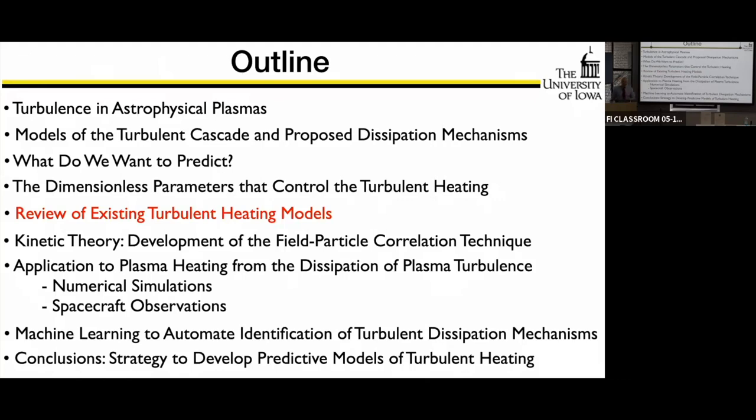But in a lot of cases, it's actually quite hard to compress a plasma, but it's really easy to shake a plasma and generate Alfvén waves. So in many cases, what you get is much more incompressible fluctuations than compressible ones.